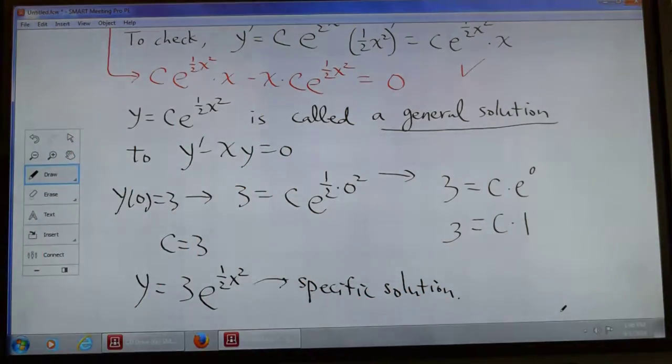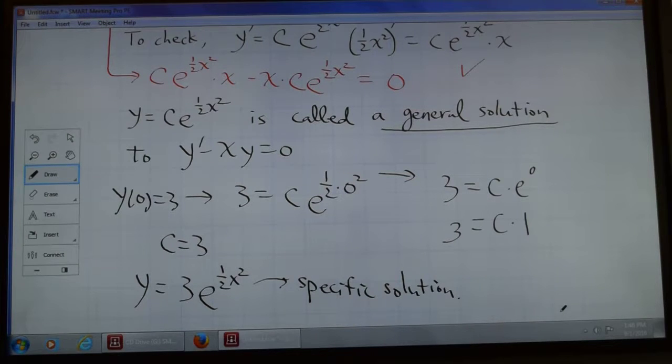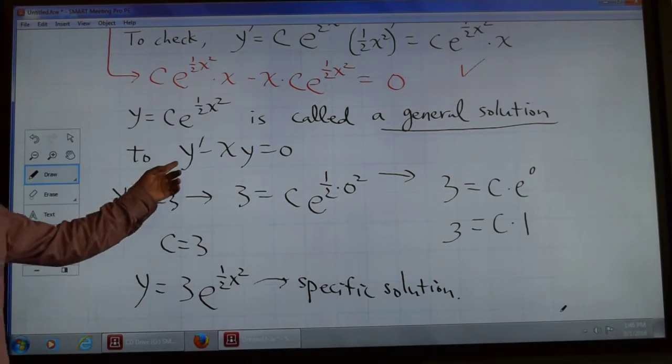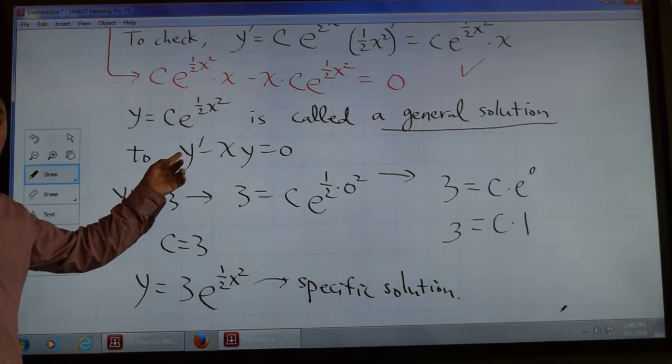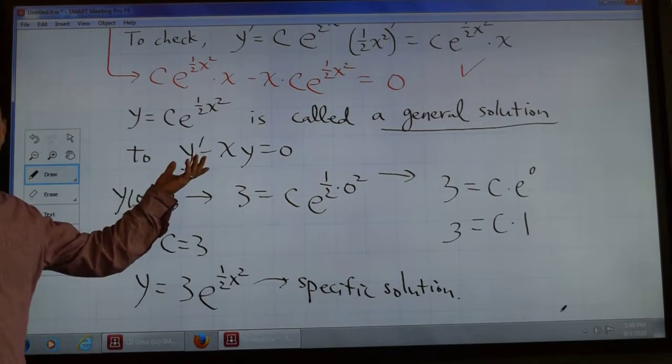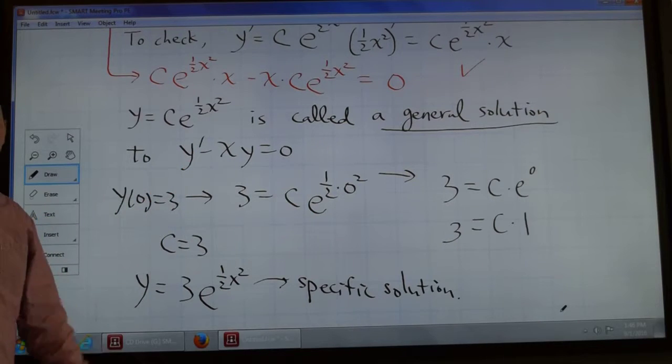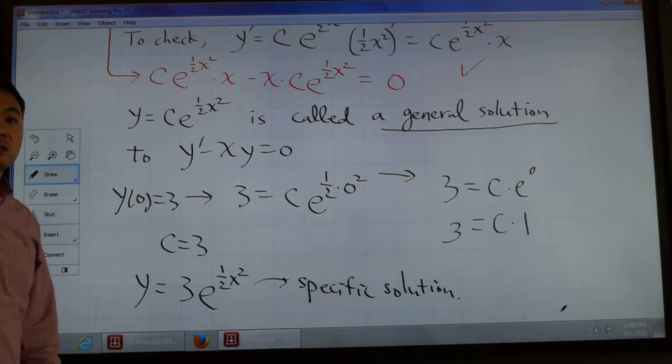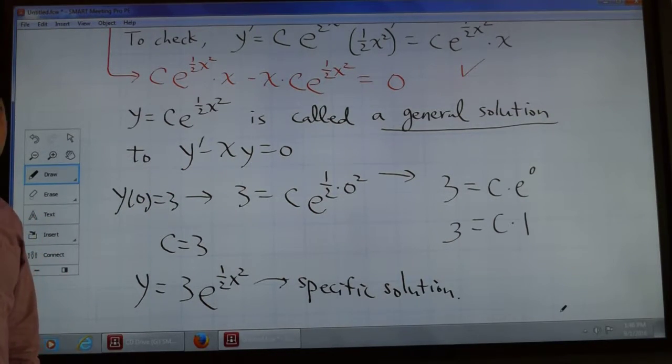Doctor? Yes. Isn't that form first order linear, right? Oh, okay. So this one is both first order linear and also separable. You can solve it as a separable differential equation, and you can also solve it as a first order linear. So general is when it still has c in it, and specific is when it has the value for c in it? Yes. Okay. Yes.